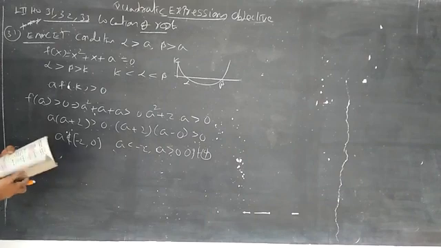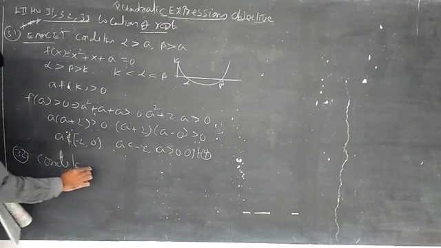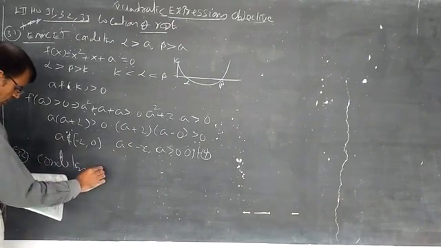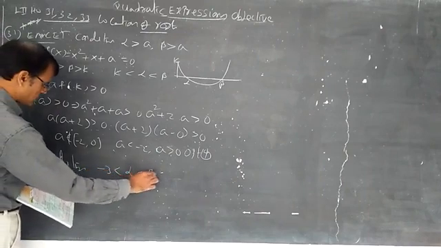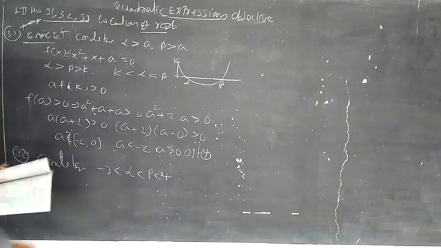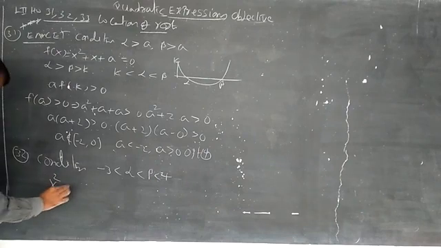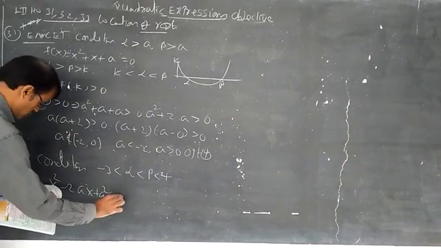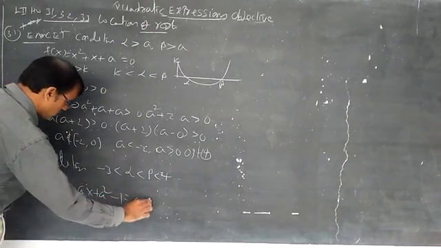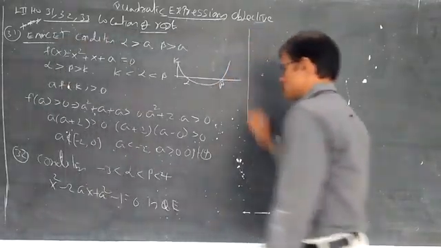32nd question now. If both roots of the equation lie in the interval, condition: both roots of the equation lie in the interval, so minus 3 less than alpha less than beta less than 4. This is okay. Of course, a shortcut you can use. X square minus 2ax plus a square minus 1 equal to 0 is given. This is the given quadratic equation.